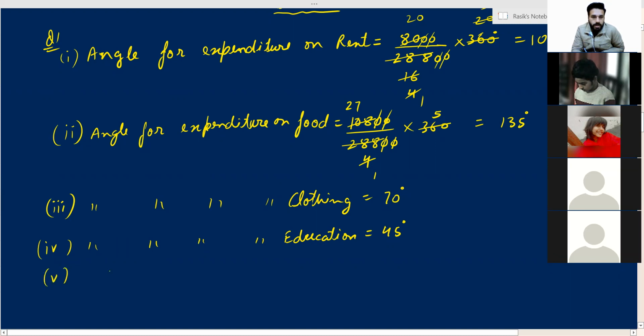And the last one, savings. Angle for savings. 10 degrees. Absolutely right. So these are all the angles. We have found the angles.